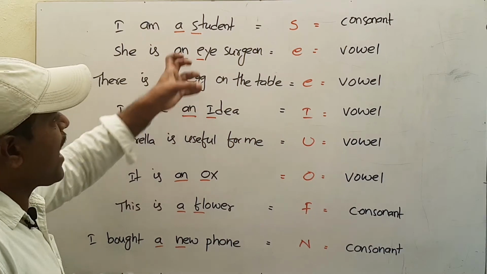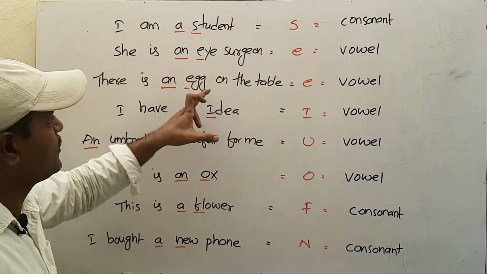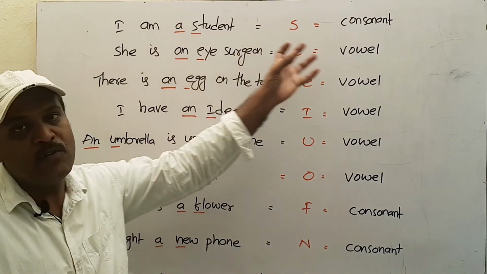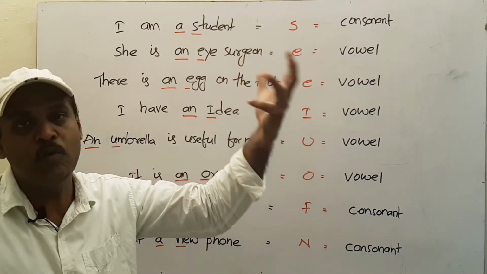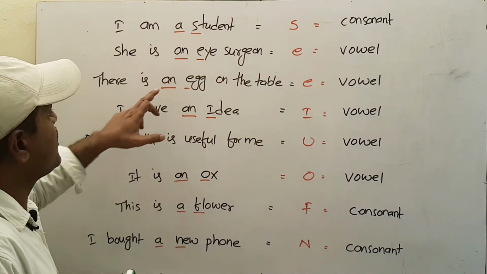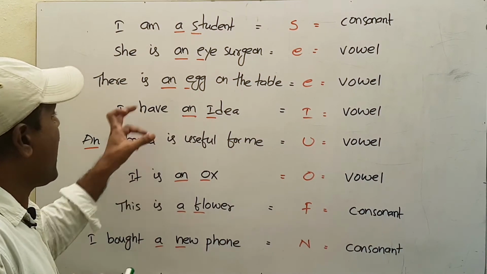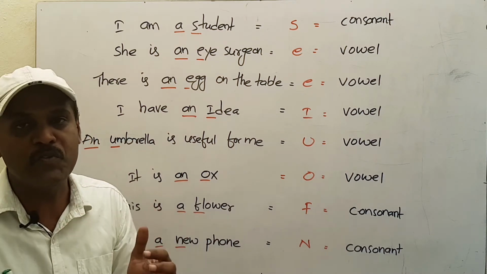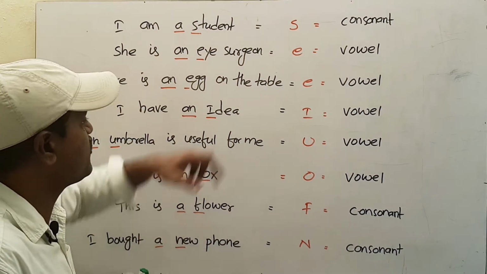There is an egg on the table. An egg. You know, here E is a vowel sound. So we must keep an before it. I have an idea. Idea. I, it is a pure vowel sound. So we must keep an before that.